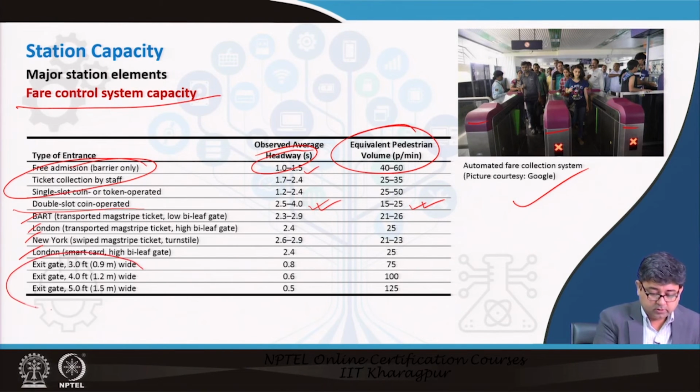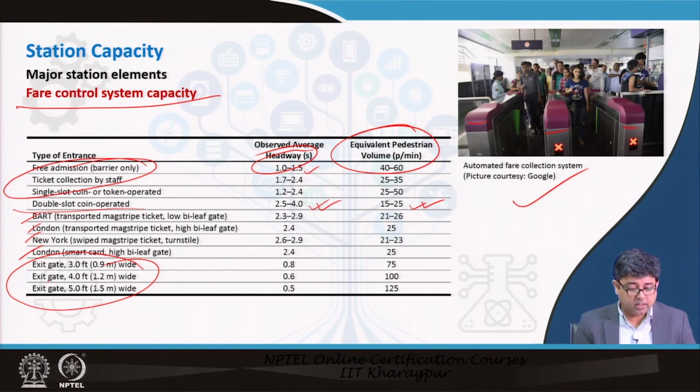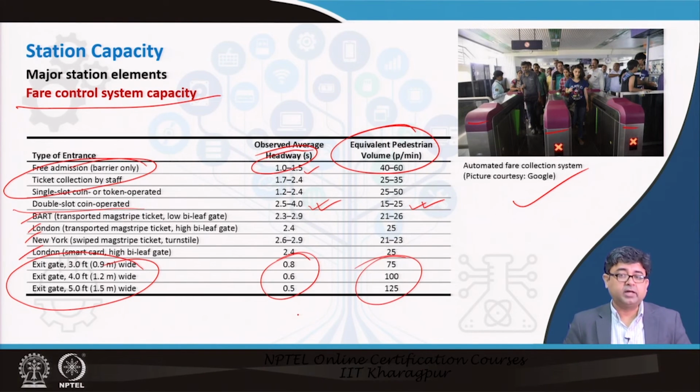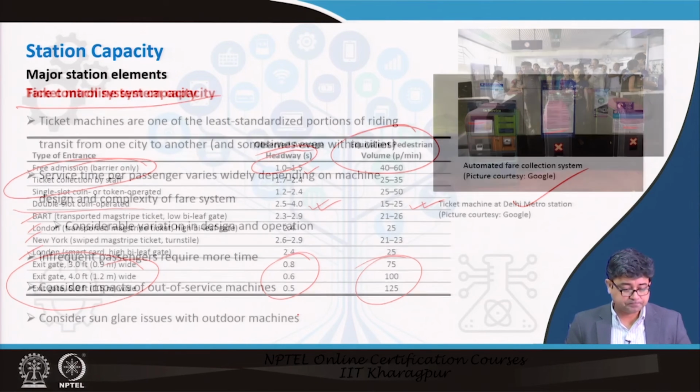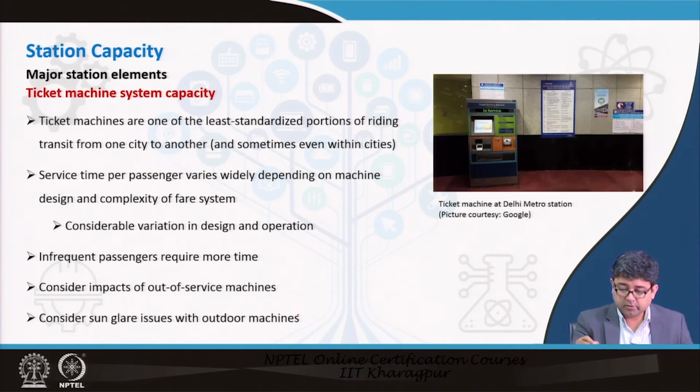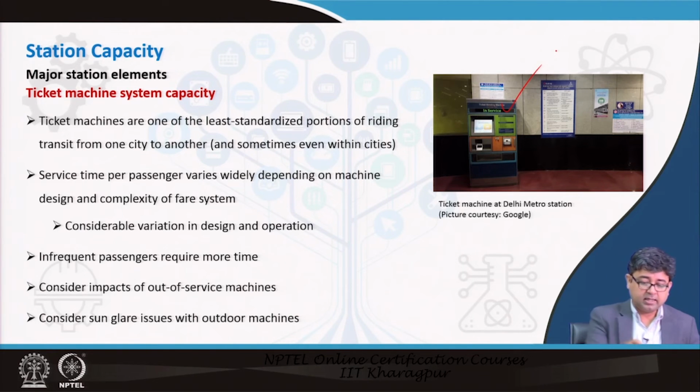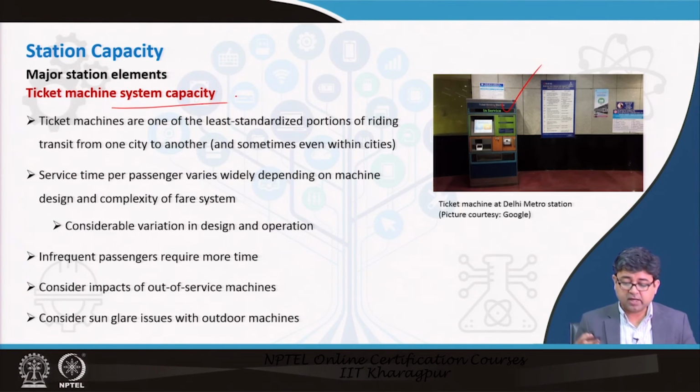Your exit gates, different sizes or widths of exit gates, will also give you different kinds of headways and equivalent pedestrian volume. Similarly, now you see automatic vending machines, ticket machine systems. They also have certain capacity, because now people are installing these, for example at a Delhi metro station. Instead of having a person at a booth, they are having many of these automated kiosks.